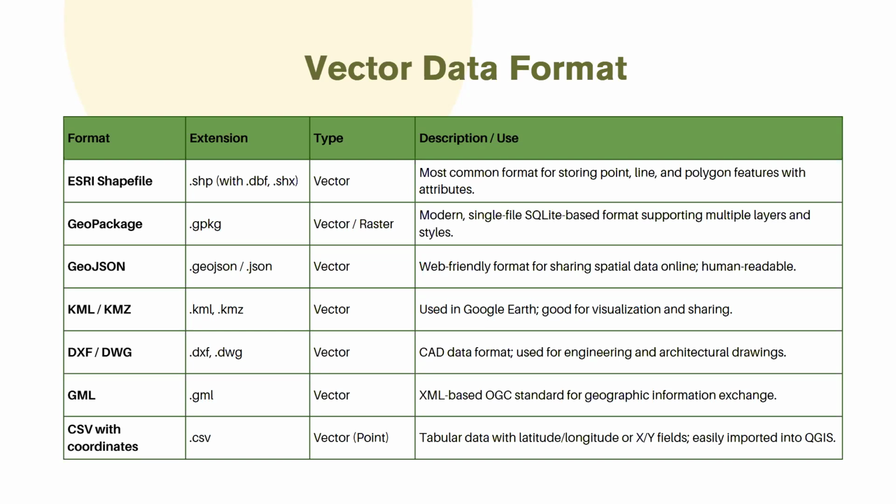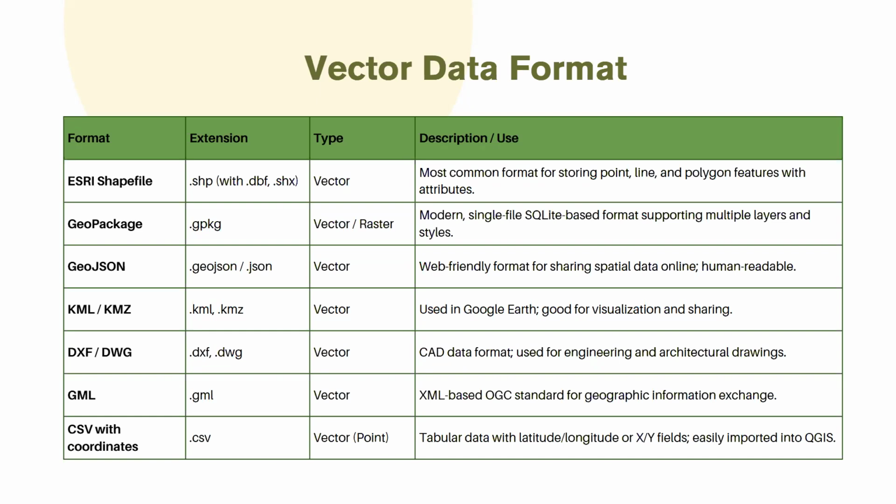Mostly all the polygon, line, everything will contain this only. Then GeoPackage is this modern alternative. It stores multiple layers, both vector and raster. GeoJSON is for web applications and data storing.